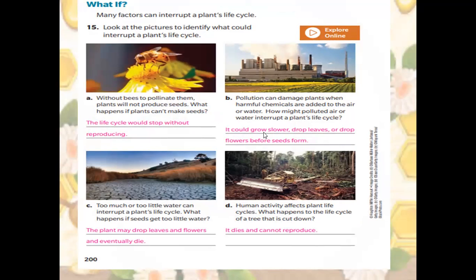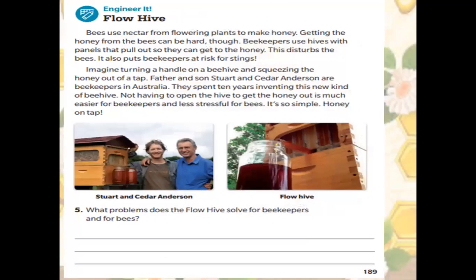If there is pollution, the plant may die or grow slower or drop flowers before the seed forms. Too little or too much water will drop leaves and flowers, and the plant will eventually die. Human activities make the plant die and not reproduce. If we keep cutting them, how will it reproduce, how will it form seeds and the seeds germinate, and the life cycle of the plant go on and on normally? It cannot.